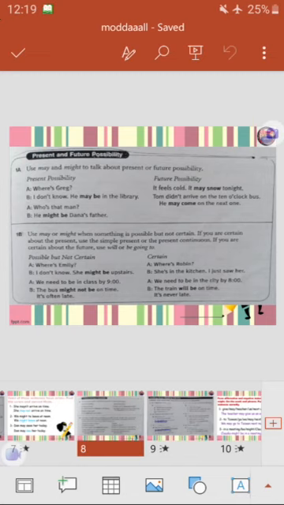Number 2: We need to be in the city by 8. The train will be on time. It's never late. Here again we have evidence. It's never late, so I'm sure that it will be on time. This is why I use the modal verb will.